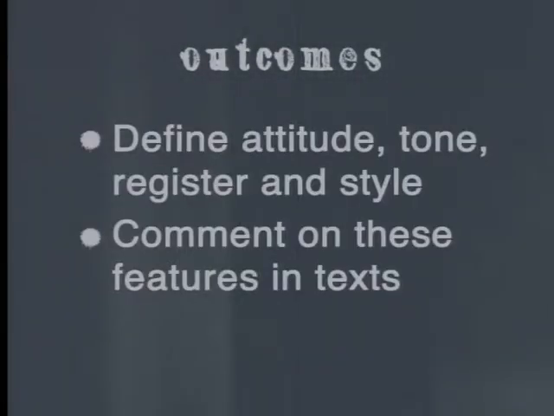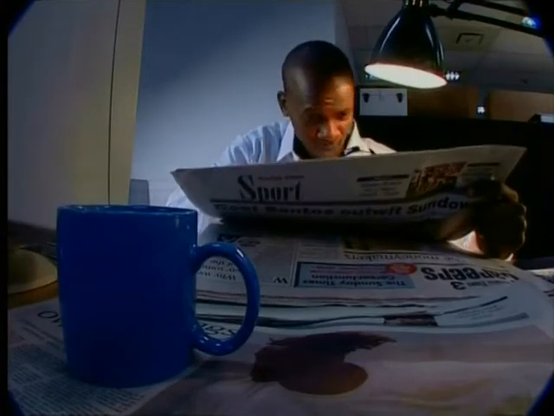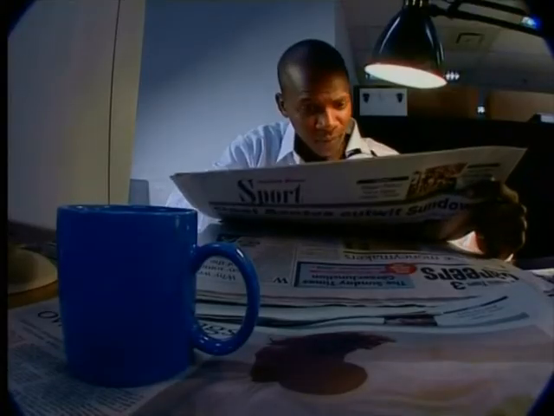By the end of this lesson, you will be able to define attitude, tone, register, and style, and comment on these features in texts. You are bombarded with texts on a daily basis. You read magazines and newspaper articles. You see advertising billboards and watch television. You see so many texts that you have to be able to evaluate if the message that is being conveyed is relevant to you. Doing this will also help to make you a more informed and critical reader, as you will be able to see how different writers approach the same topic.